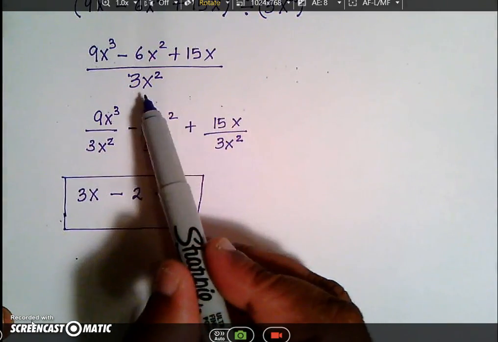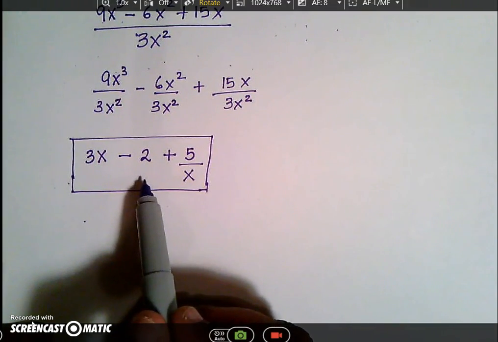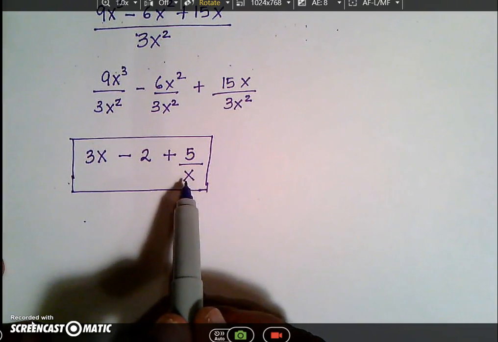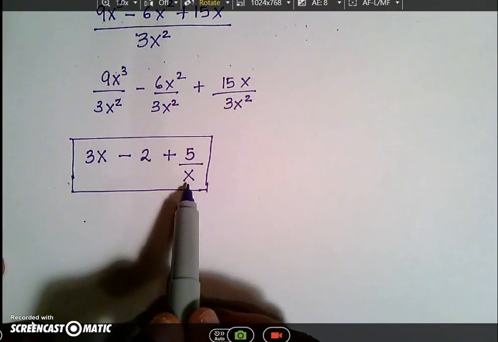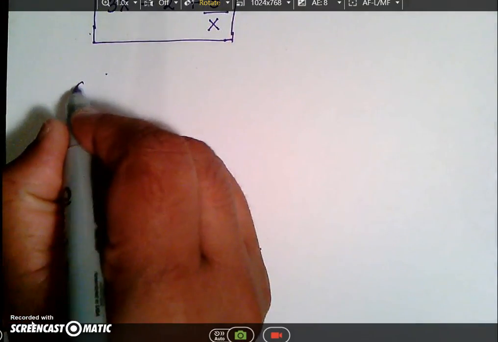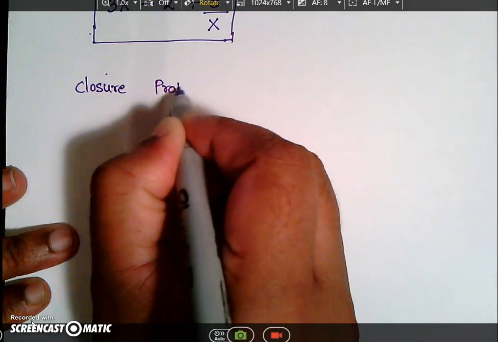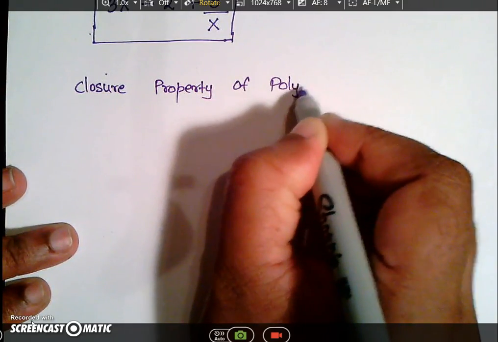Dividing a polynomial by a monomial did not give rise to a polynomial as an answer, because in a polynomial I cannot have variables in the denominator. If you remember the rules that we learned, I cannot have a variable in the denominator. So this is not a polynomial. So this gives rise to the closure property of polynomials.